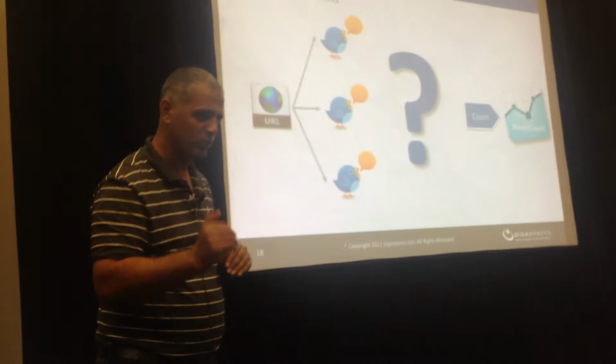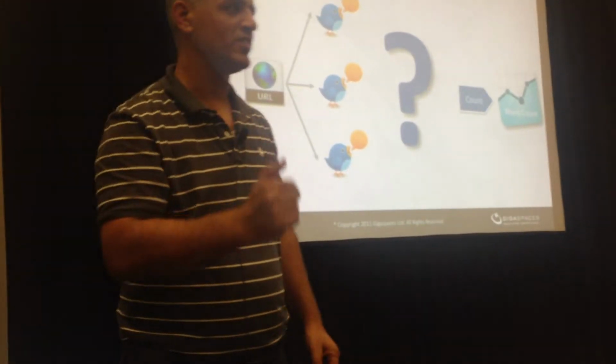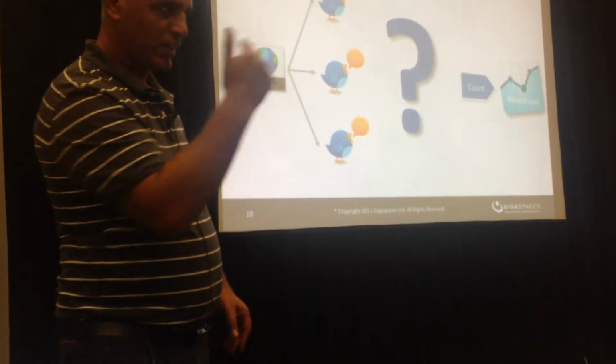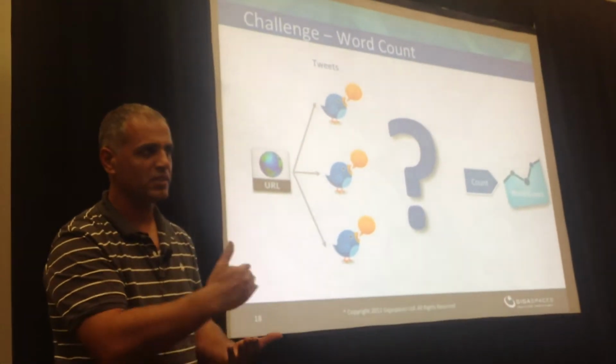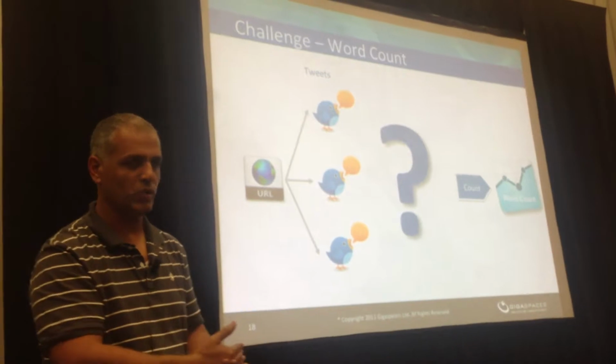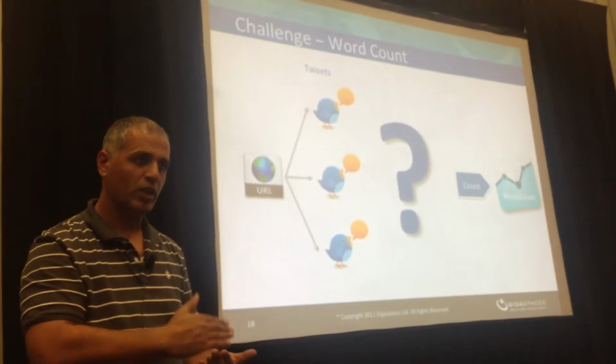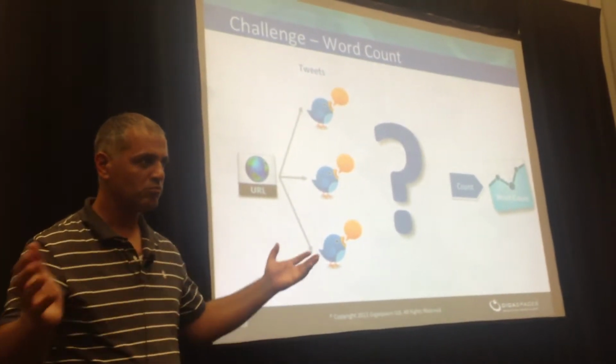So let me take a step back. The first thing that we did is parse it and split the sentences into words. The second thing is that we need to count them. But what happens if we count them unordered?